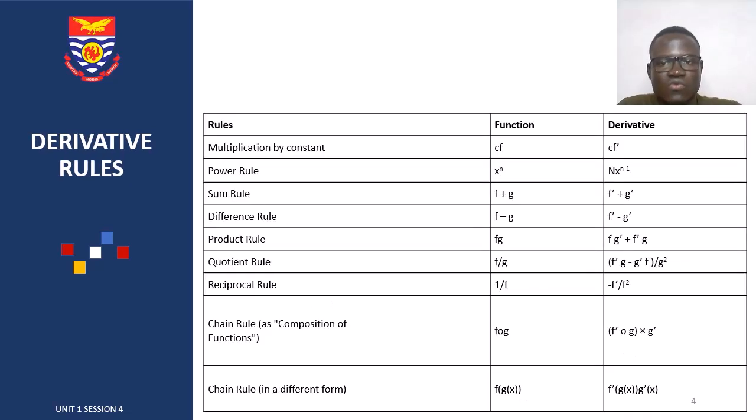Now let's look at some of the rules of differentiation. We have multiplication by constant, the power rule, the sum rule, the difference rule, product rule, quotient rule, reciprocal rule, and the chain rule, which is a composition of functions. We can also have the chain rule in different forms. So we'll be looking at all these rules one after the other.